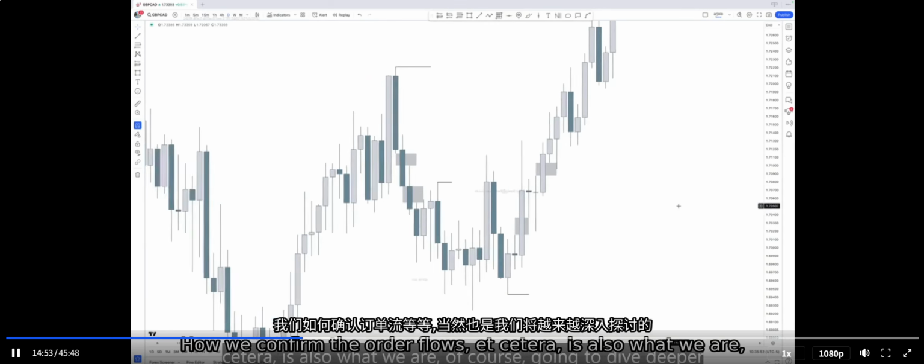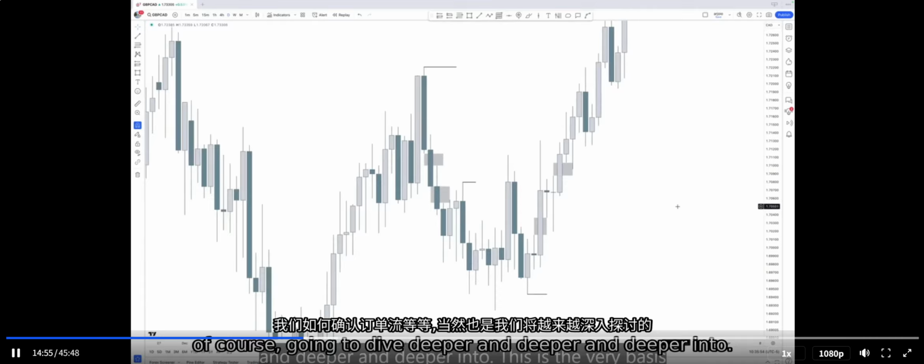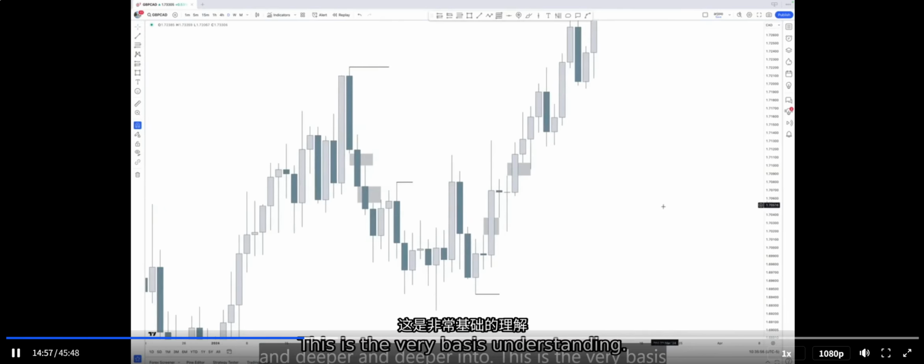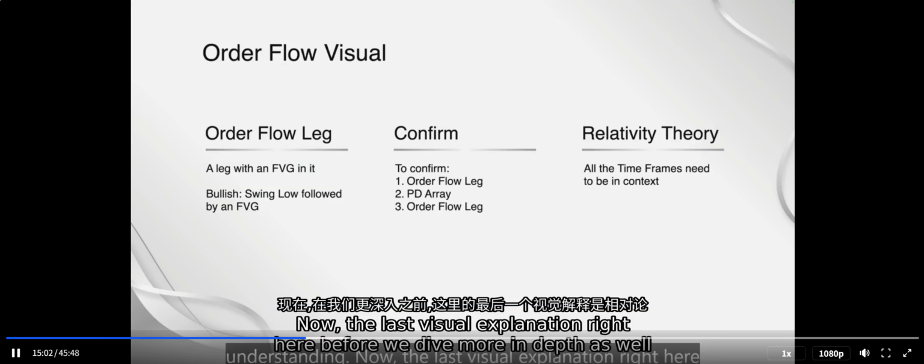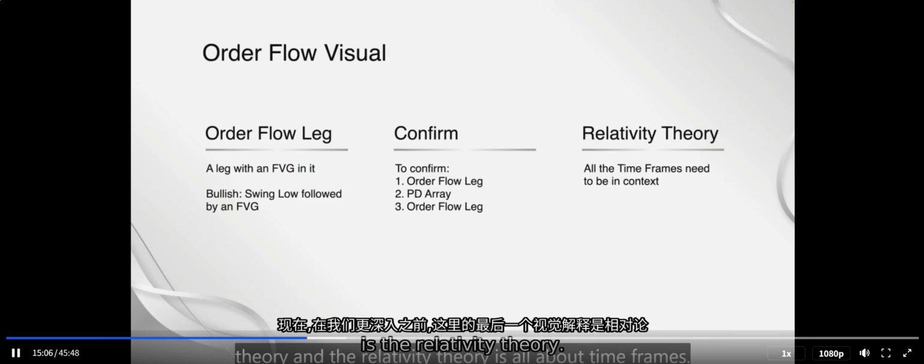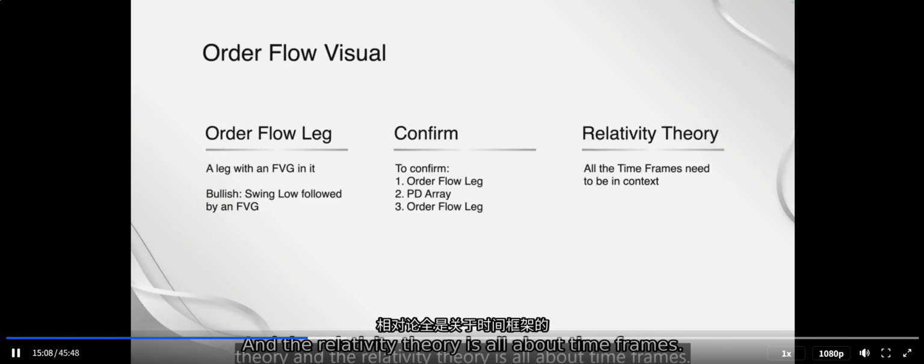is also what we are, of course, going to dive deeper and deeper into. This is the very basic understanding. Now, the last visual explanation right here, before we dive more in depth as well, is the relativity theory. And the relativity theory is all about time frames.